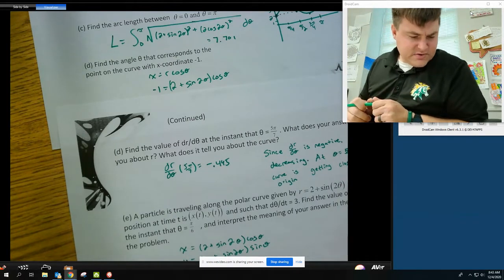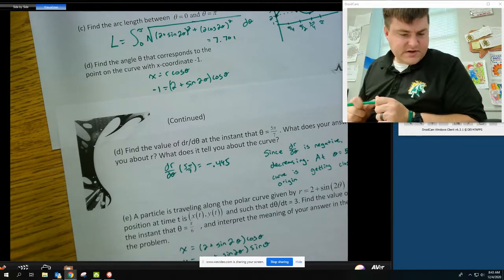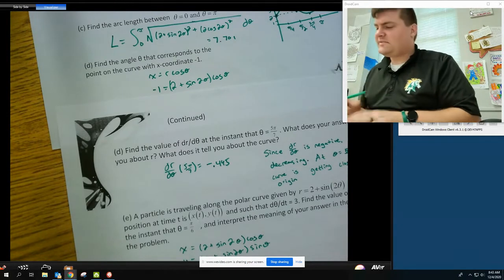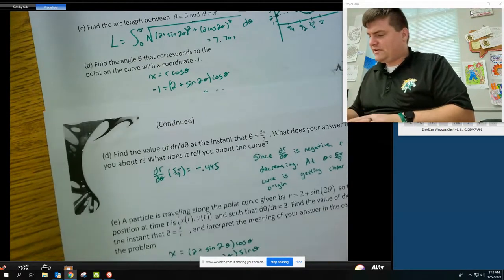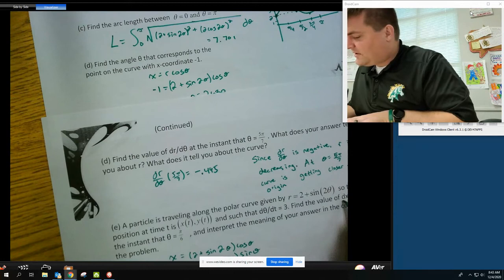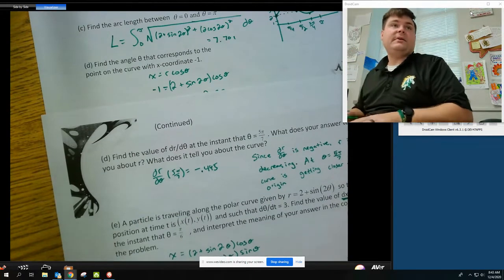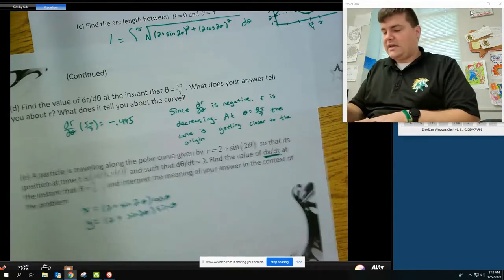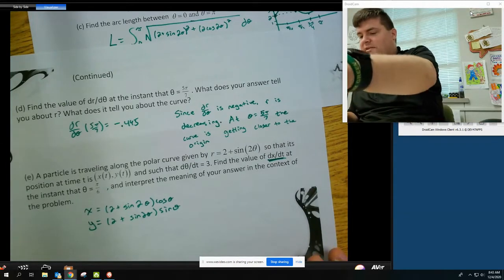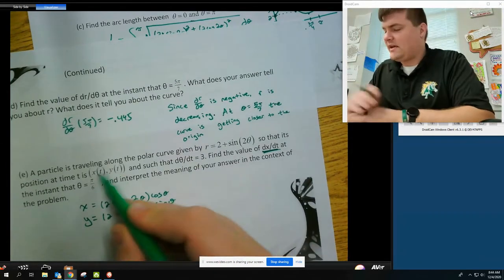Did I really need dy dt? I'm just thinking about this one real quick. Oh, it gives me that d theta dt is 3, so find the value. Oh, see, silly me. I actually read the problem. I just need to find dx dt, so I can kind of ignore y. Didn't need to do that. A little extra work there. I thought I did, if I could actually read.